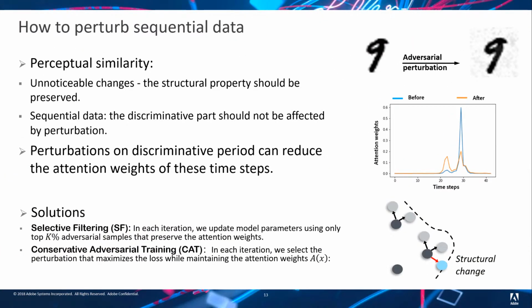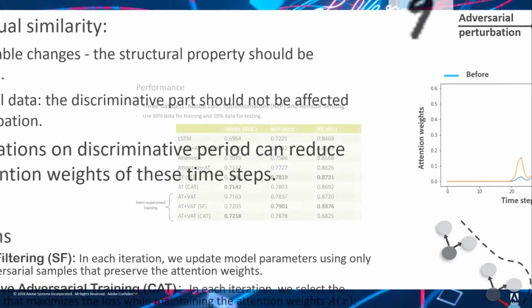And the second question is how to perturb sequential data. Basically, we want to make sure that the sequential data before and after the perturbations have the same discriminative period. And we propose two algorithms, selective filtering and conservative adversarial training, for this issue.